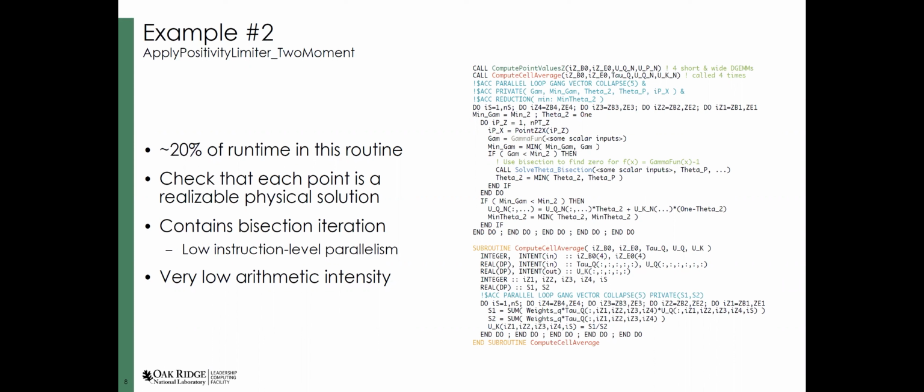So this is a type of kernel that has low arithmetic density. And really the key to getting performance here was to try to break it up into small pieces that made sense.